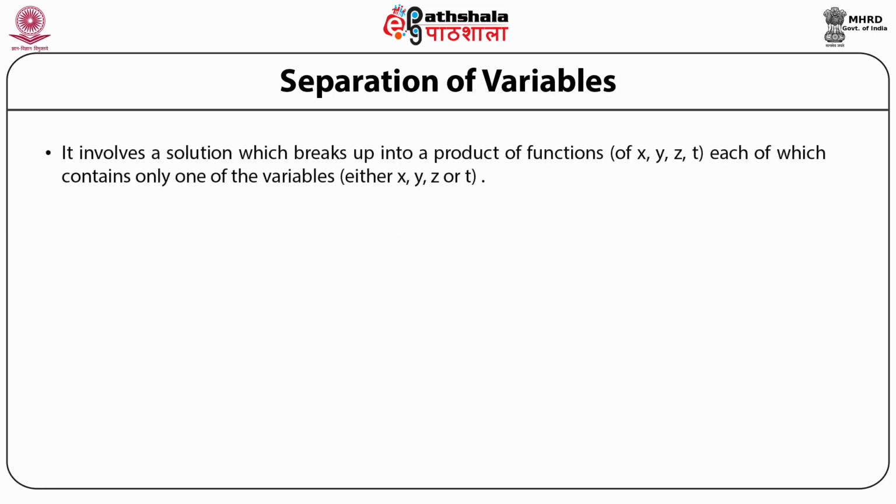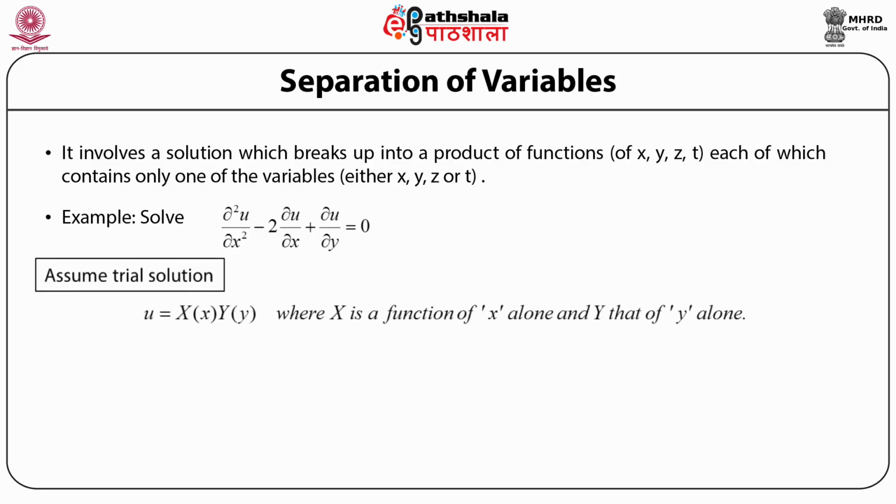It involves a breakup of the function into each of the variables, each of the axes. For example, we want to solve the equation: dou squared u by dou x squared minus 2 dou u by dou x plus dou u by dou y is equal to 0. We are going to assume the solution u is a function of capital X and capital Y, which are in turn functions of small x and small y. So why do we do that?